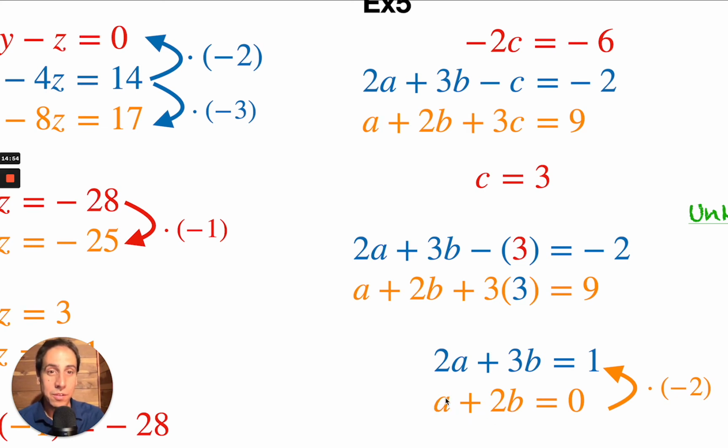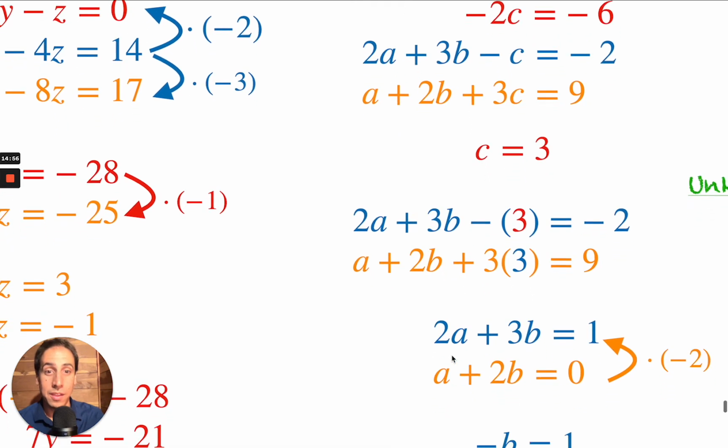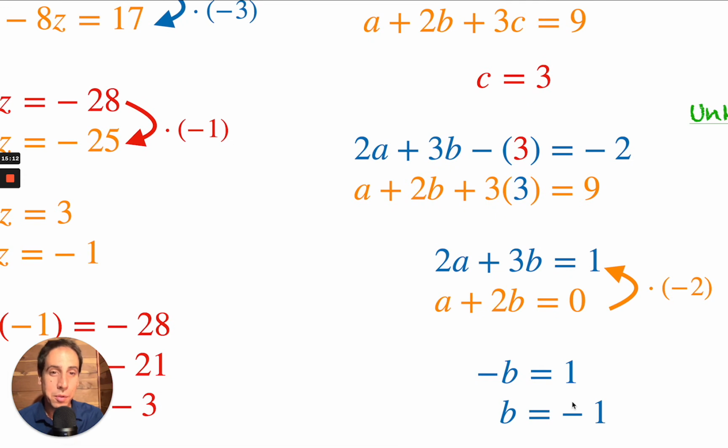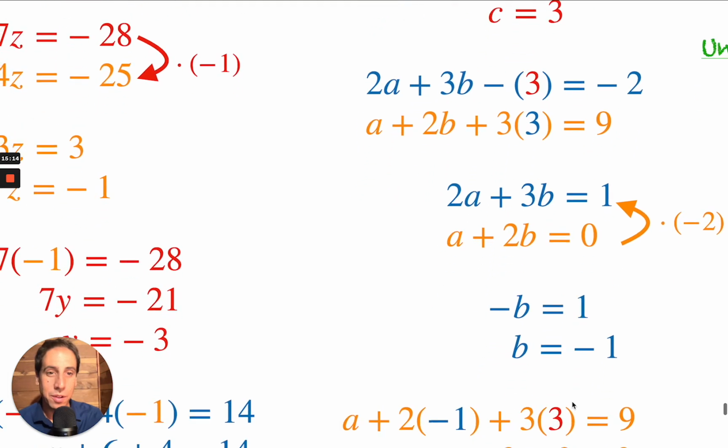a times negative 2 is negative 2a plus 2a is nothing. It eliminates. 2b times negative 2 is negative 4b plus 3b is equal to negative 1b. And 0 times anything is 0, so it's just going to leave you with what you have there, 1. Negative b is equal to 1. Multiplying both sides by negative 1, you get b is equal to negative 1.